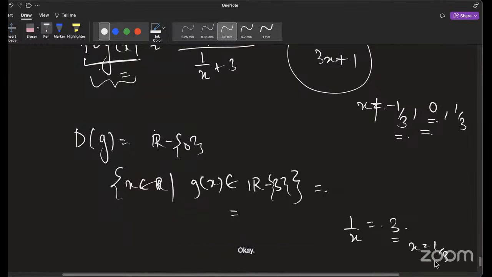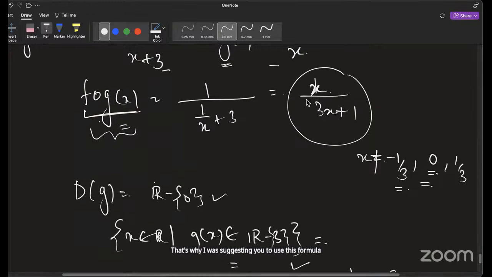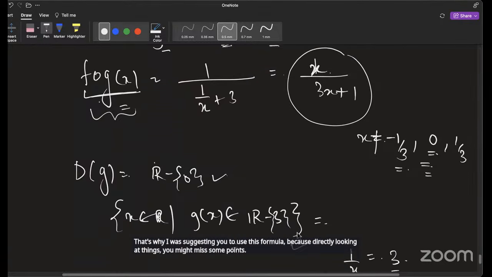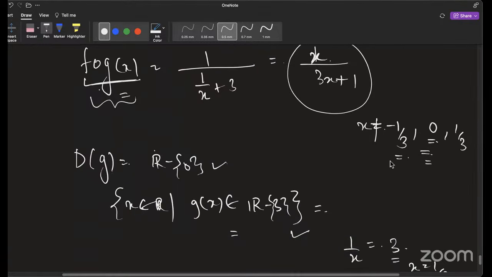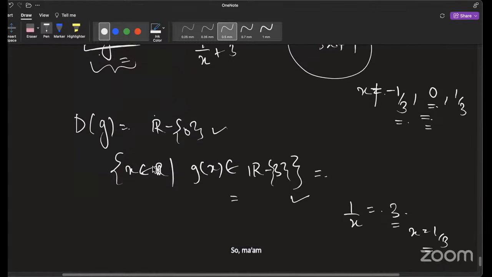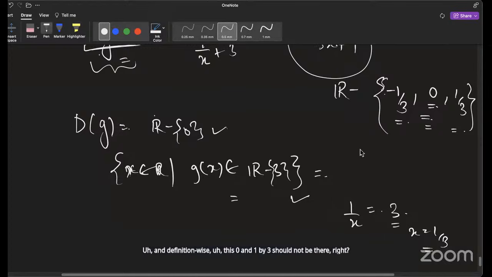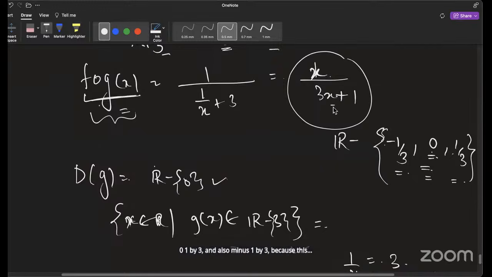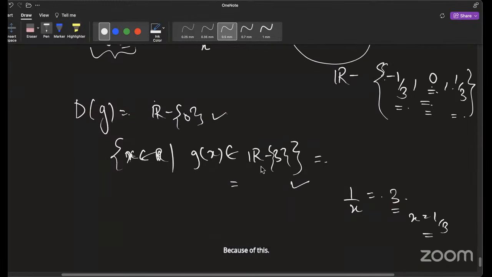Okay, ma'am. That's why I was suggesting you to use this formula, because directly looking at things, you might miss some points. Ma'am, what is the domain of this? It should be R minus this set. And definition wise, this 0 and 1 by 3 should not be there, right? Yeah, 0, 1 by 3 and also minus 1 by 3 because of this. So we have to also consider that.